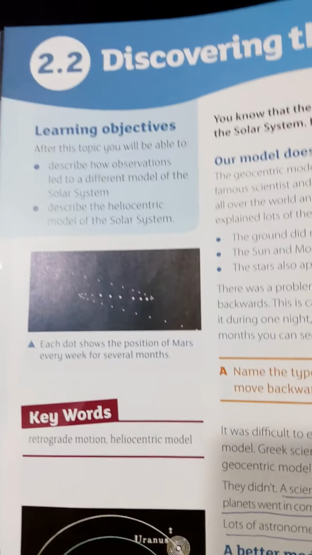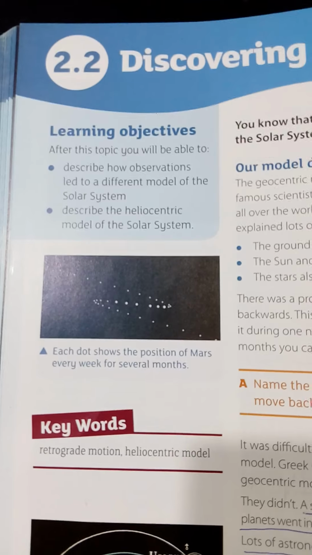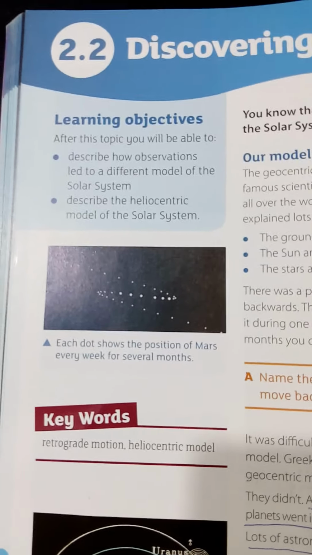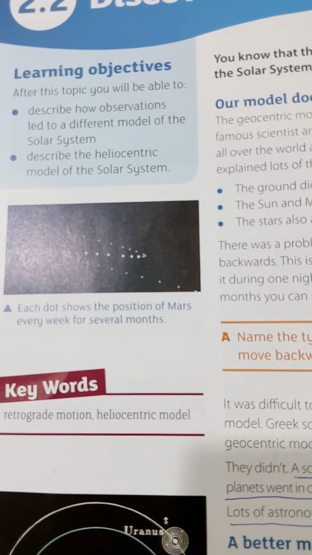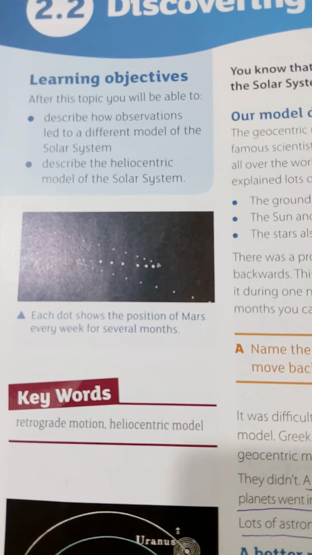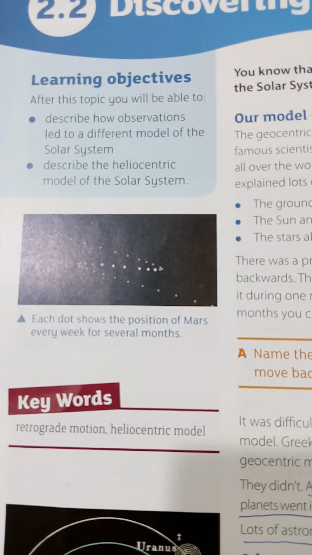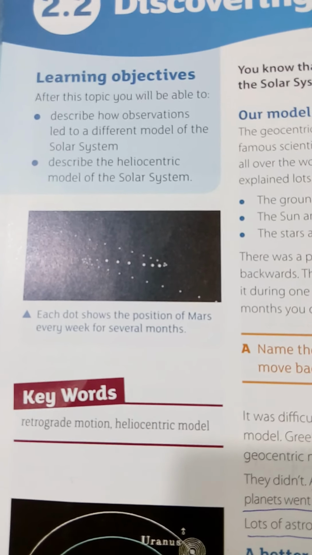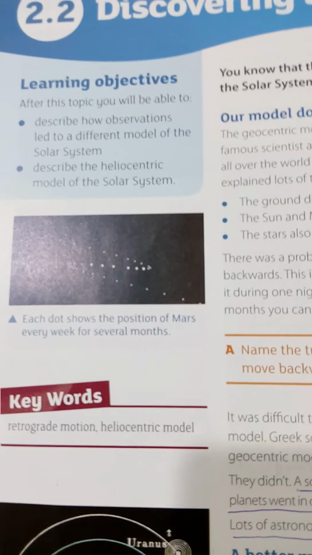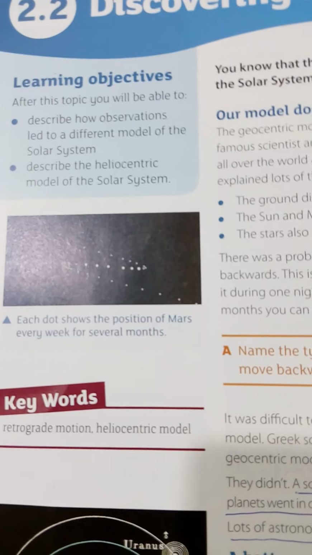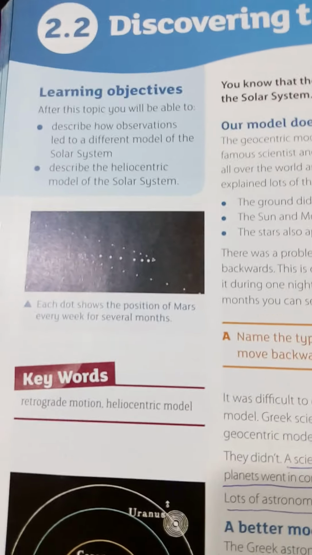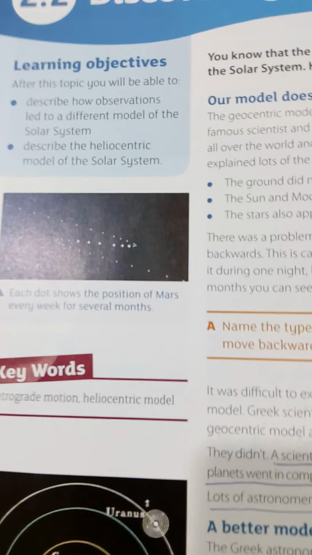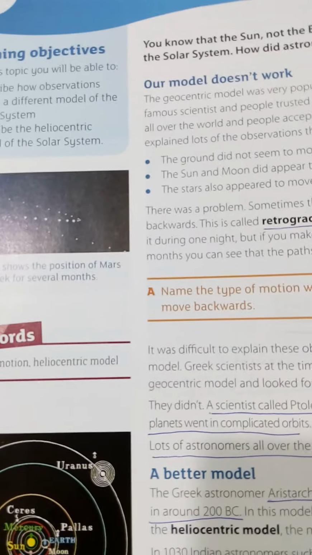Good. Now we're going to continue, but before then, as usual, let's look at the learning objective because it's very, very important for me, so that at least after the lesson you know about this, you know about that. That is the main focus. Describe how observations led to a different model of the solar system, and also describe the heliocentric model of the solar system. Good. So these are our objectives as far as this lesson is concerned.